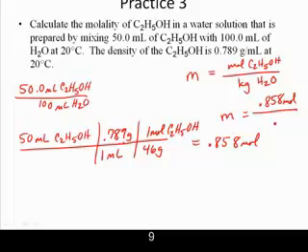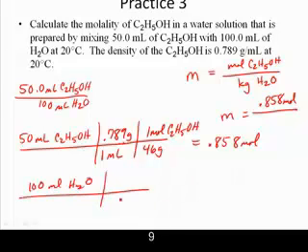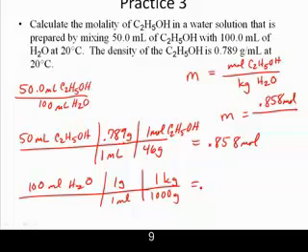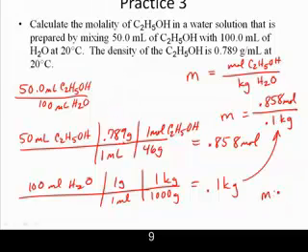And then we have 100 milliliters of water. That's our solvent. The density of water, we'll use that 1 milliliter is 1 gram. And then 1,000 grams is 1 kilogram, because we need it in kilograms. So that gives us 0.1 kilograms to go up there. And so my molality then is going to be 8.58.